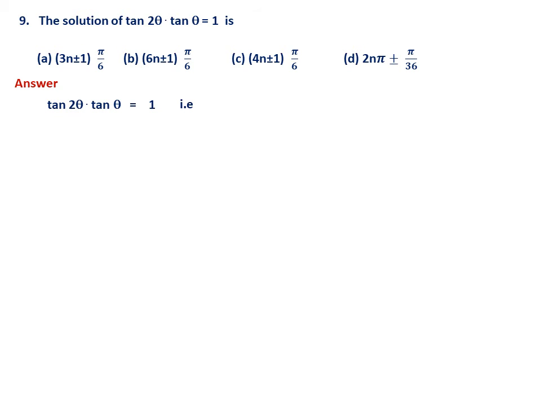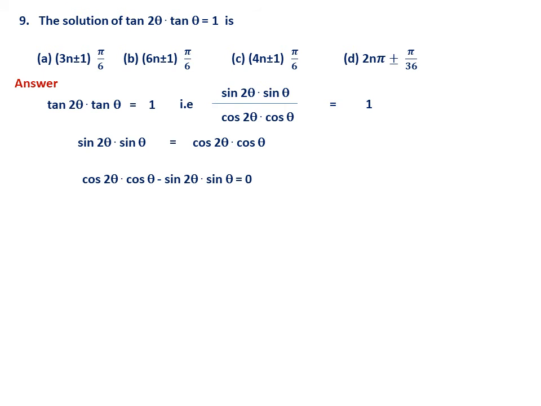Tan 2 theta tan theta equal to 1. So, what I do is write it as sin 2 theta sin theta by cos 2 theta cos theta, equal to 1. Now, cross multiply. Therefore, sin 2 theta sin theta will be equal to cos 2 theta cos theta. Taking sin 2 theta sin theta to the right side, I have written it as cos 2 theta cos theta minus sin 2 theta sin theta equal to 0.